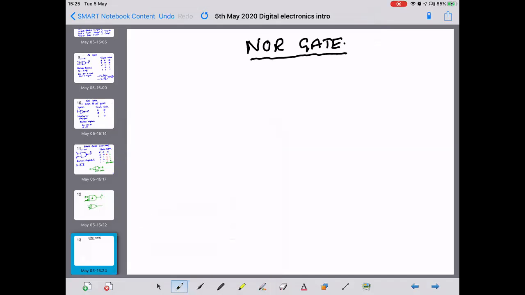So, symbol for an OR gate is, we draw the OR gate, inverting ball on the front, Q, A, and B. So that's the symbol.